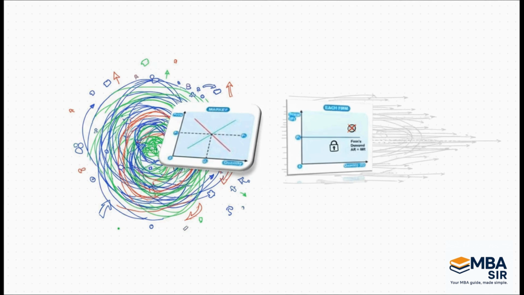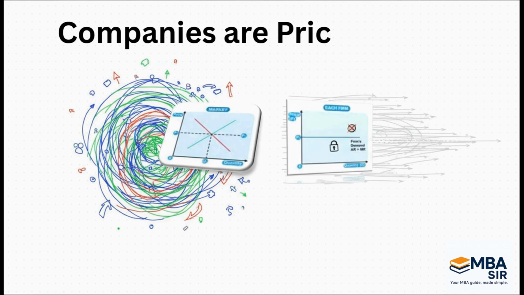Okay, this is where it gets really cool. Take a look at the graph on the left. That's the entire market, right? Supply and demand cross, and boom, we get one single price. Now look at the graph on the right for an individual company. It's just a flat line.